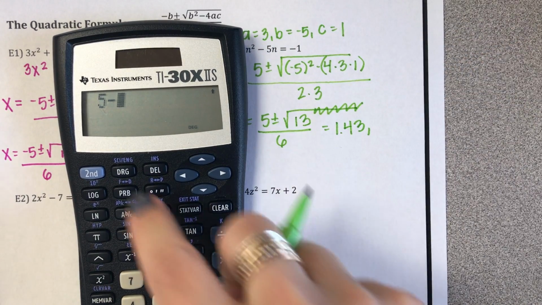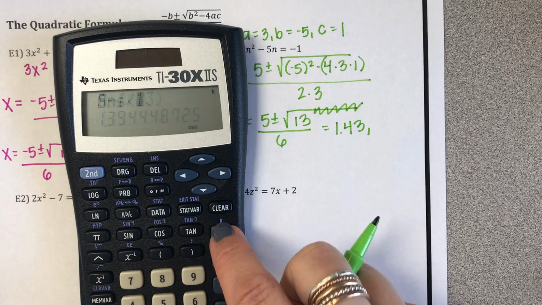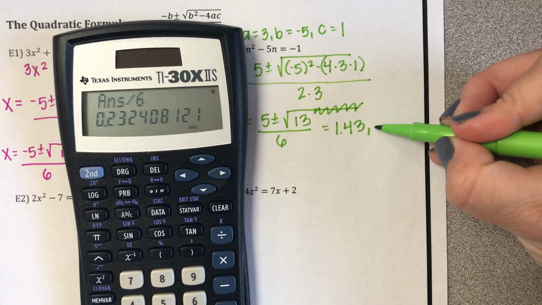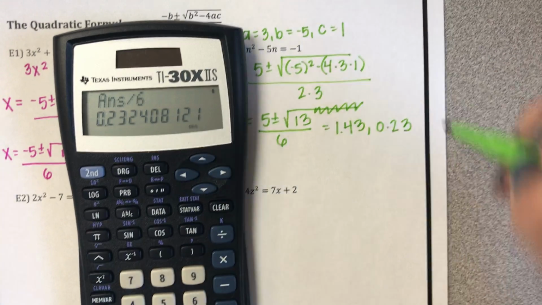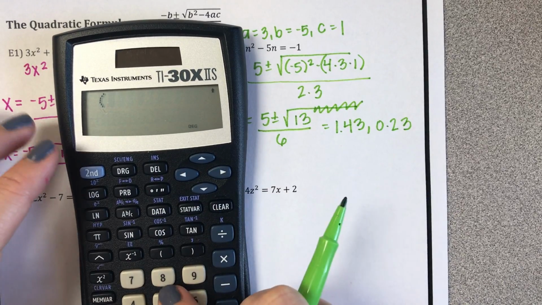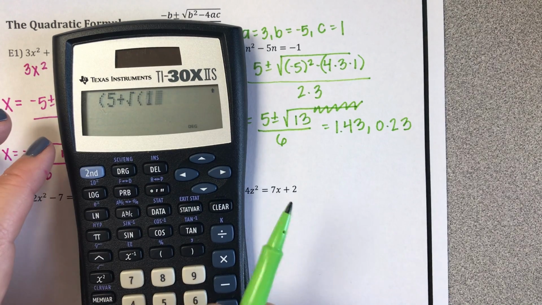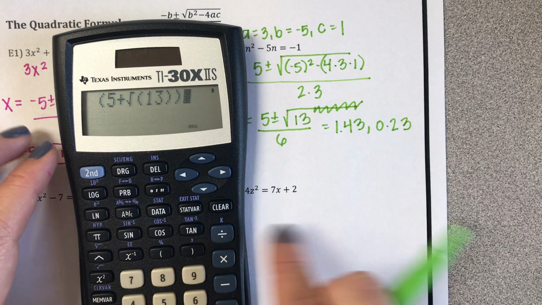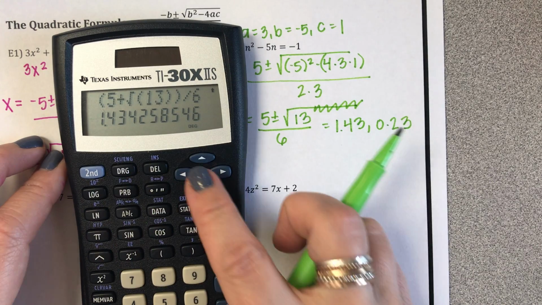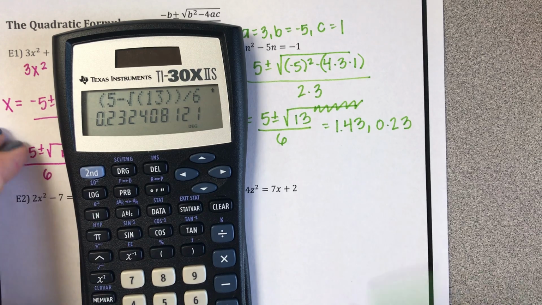or 5 minus the square root of 13, all over 2a. So 0.23. Okay, so if you want to do it in one thing, just make sure you're using parentheses. So 5 plus the square root of 13, close parentheses again, divided by 6, 1.43, 5 minus 0.23.